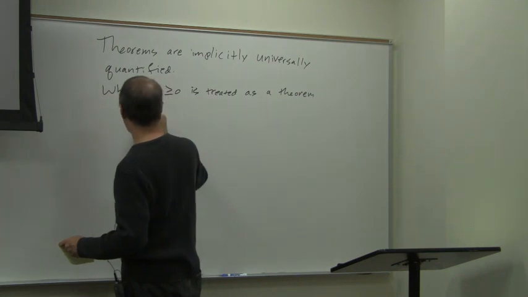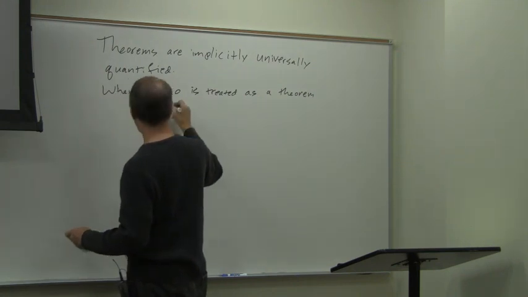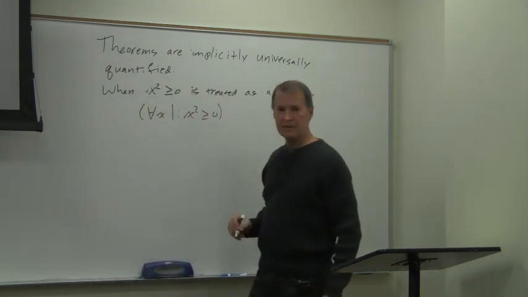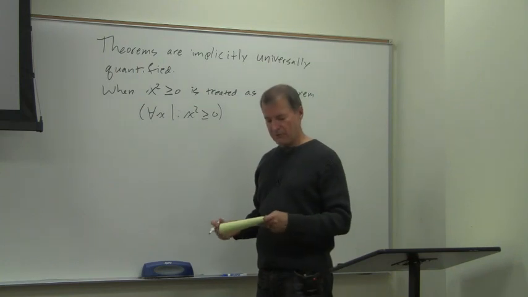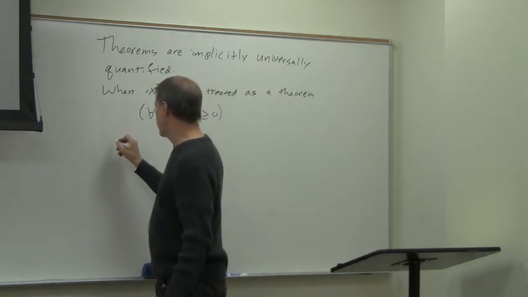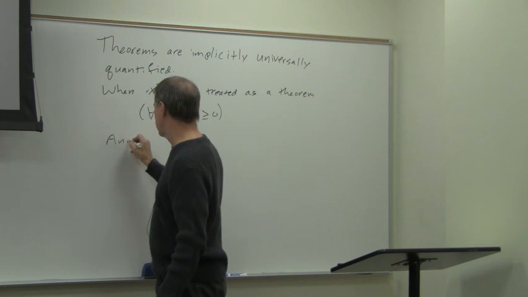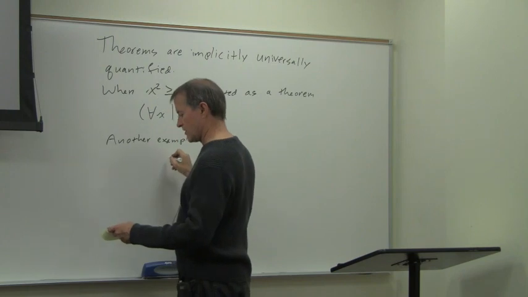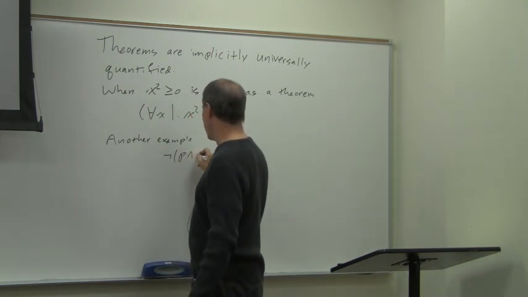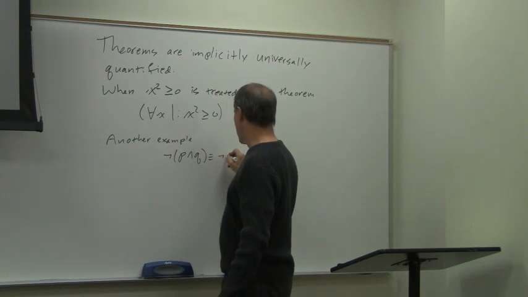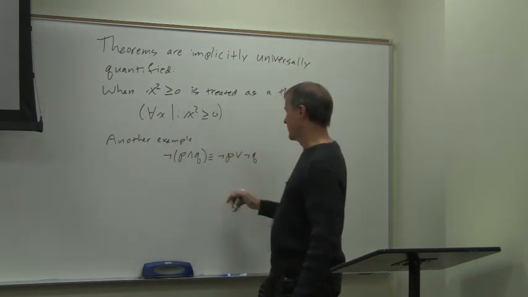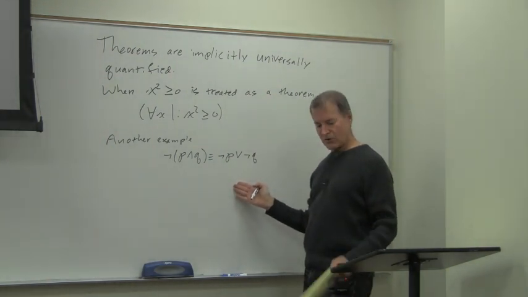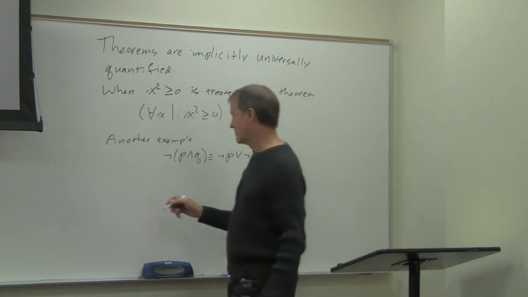Really what we mean is what? We mean for all x, range true, x squared is greater than or equal to 0. Are you with me? And all of those theorems that we did before, is this a theorem? Okay, another example. Is this a theorem? Not (P and Q) equivales not P or not Q. When we write this down in propositional calculus and treat this as a theorem, really what does this mean?